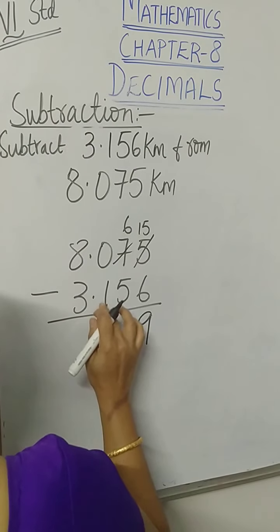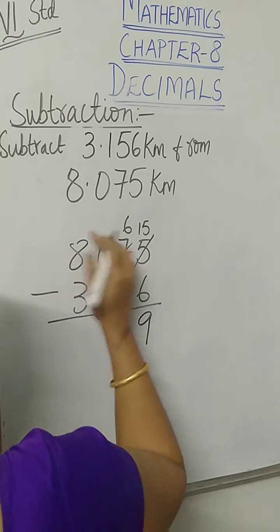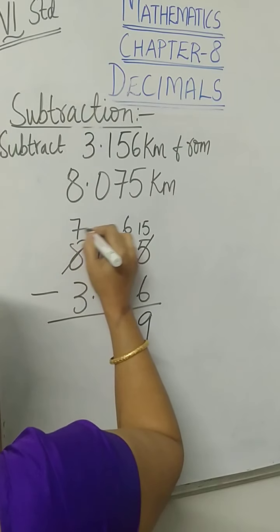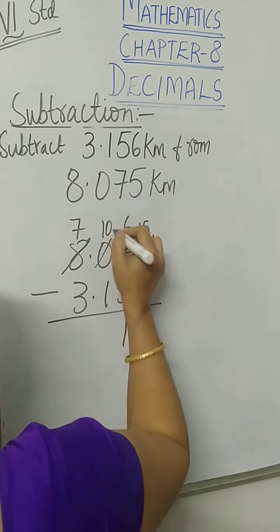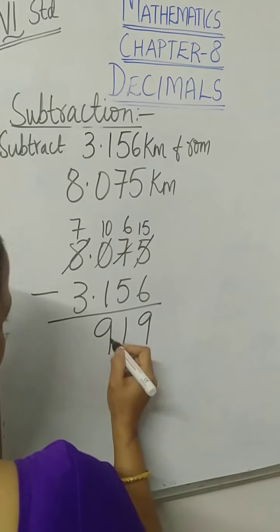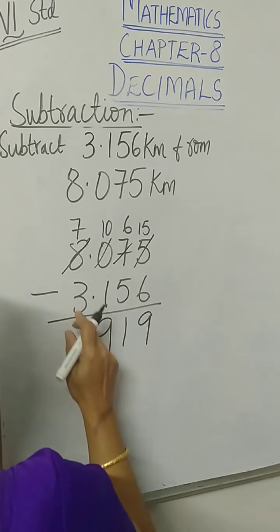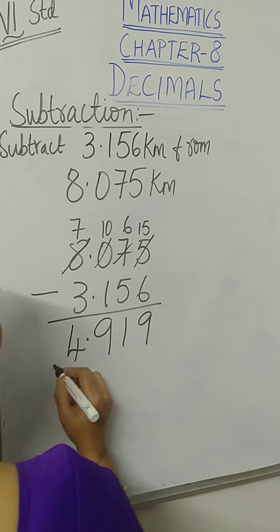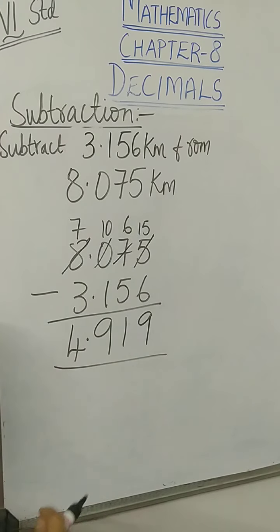We cannot subtract 1 from 0. So borrow from here. It will become 7. This will become 10 here. 10 minus 1 is 9. Here it is 7. 7 minus 3 is 4. Yes? Okay, children? This is the way we subtract. I'll show you another one.